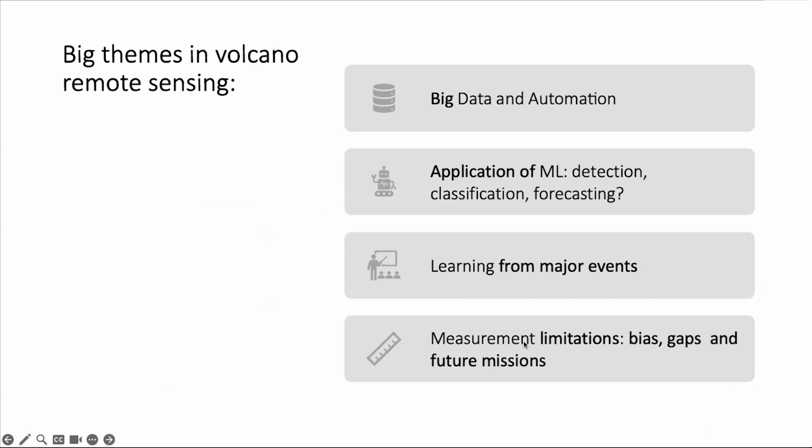Okay, so I think we've got another half hour. So I'm going to talk fairly quickly through some big themes in volcano remote sensing and then go on to the case studies. So the first one is big data and automation.